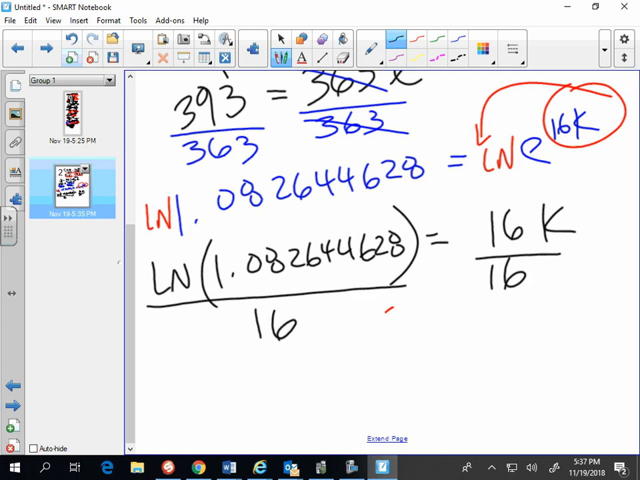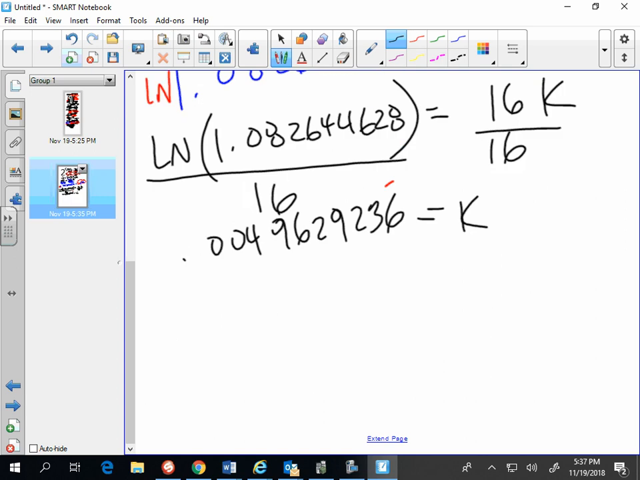So if I take the ln of that 1.082644628 number and then divide that result by 16, I end up with k should be 0.00496292236. And I don't know if you noticed this, but this growth rate is really small. This would be 10%, 1%. I'm 0.5%? That's 0.5% of growth rate? It doesn't seem very big. I wonder why so many people are getting so concerned about it.